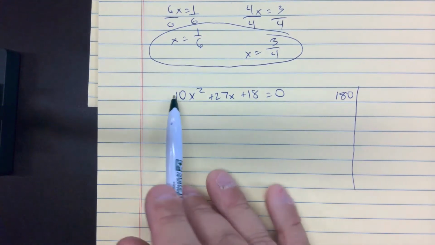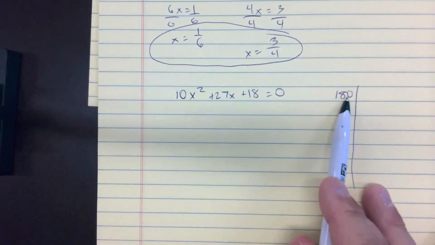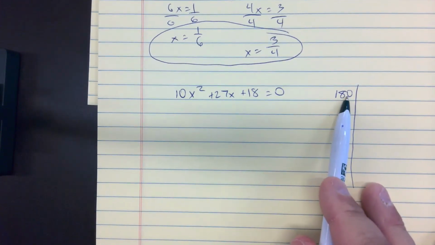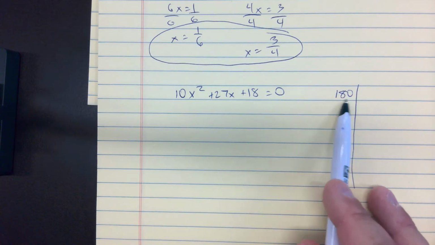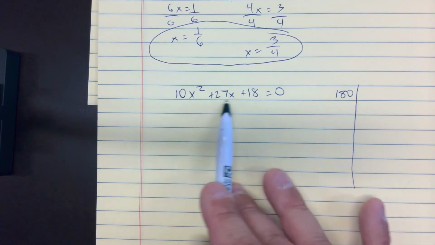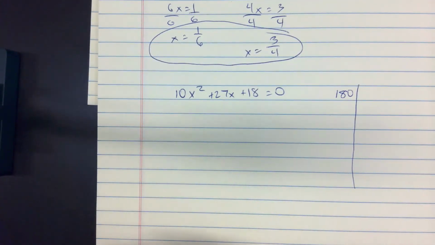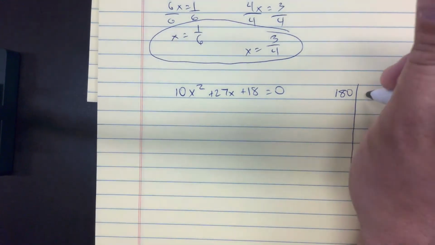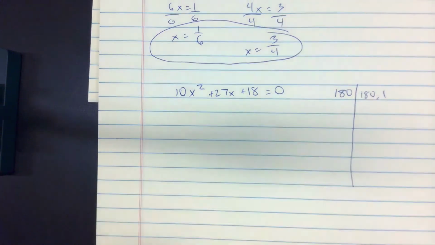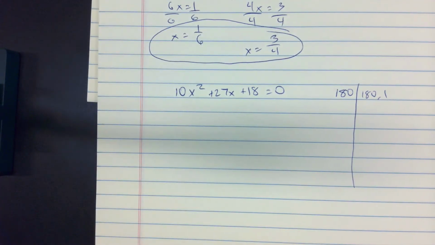Check that, okay? So we're going to multiply A and C together. We're going to get 180 over here. We need two numbers that multiply together to be this number and add together to be 27. Lane, give me two numbers that multiply together to be 180. Can that get to 27? Nope. What about you, Trav?